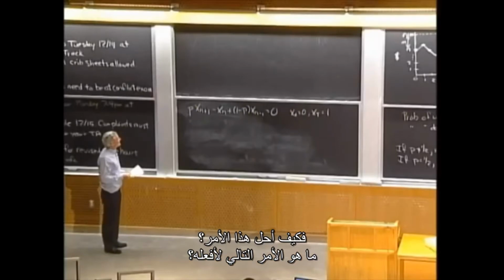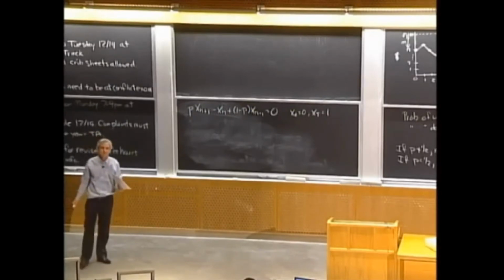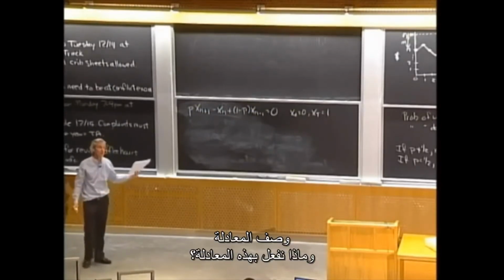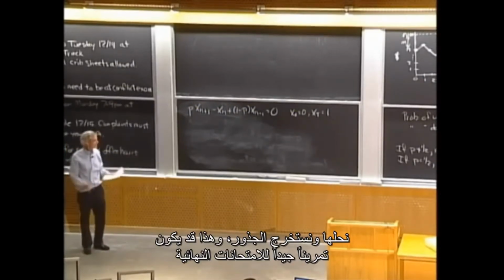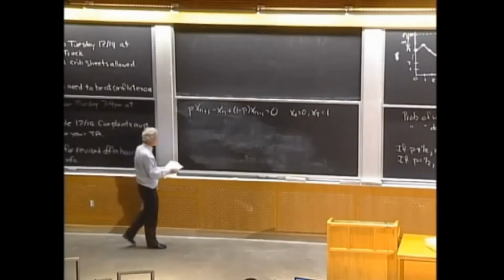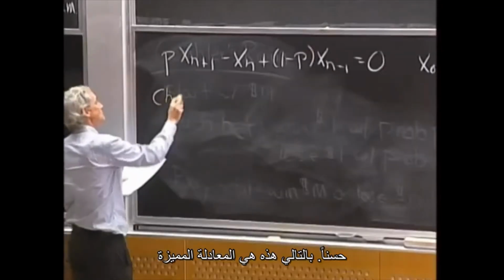All right, so how do I solve that thing? What's the next thing I do? Characteristic equation. And what do you do with that equation? Solve it, get the roots. This will be good practice for the final because you'll probably have to do something like this. All right, so that's the characteristic equation.